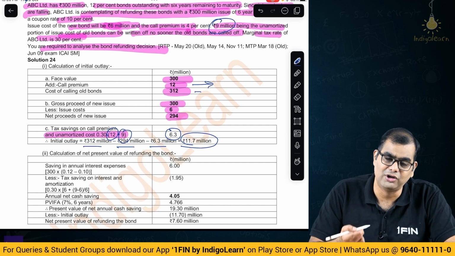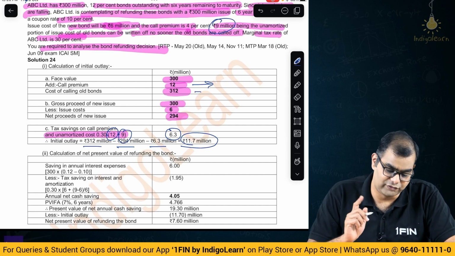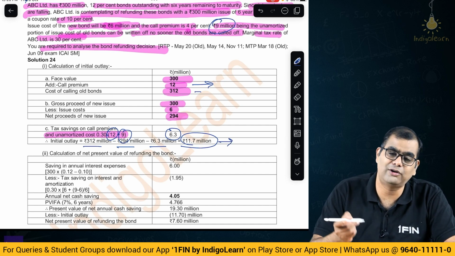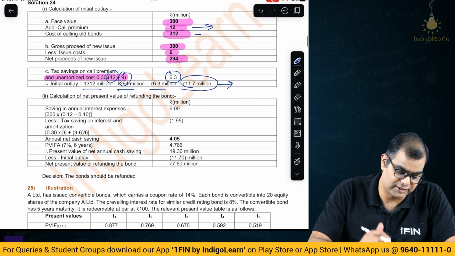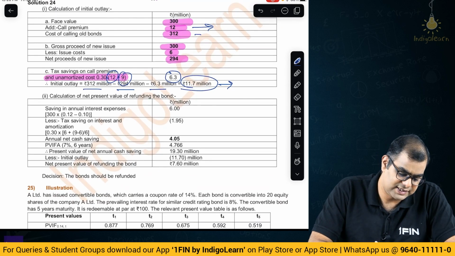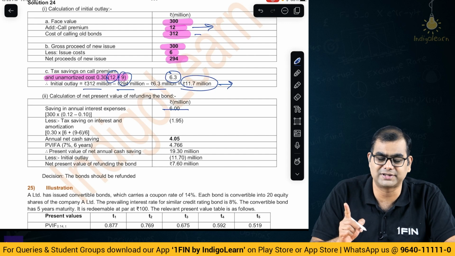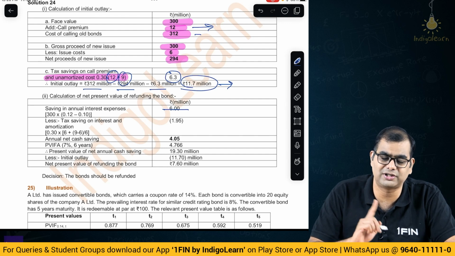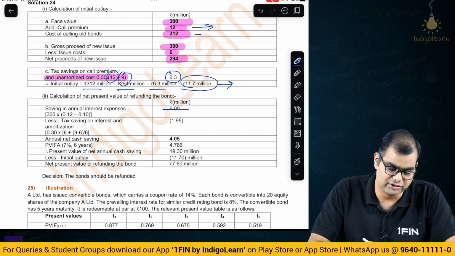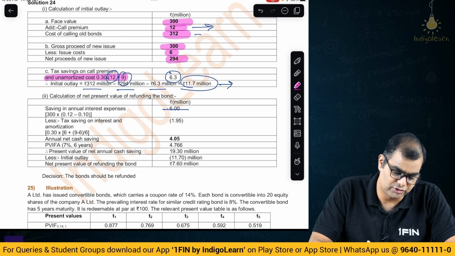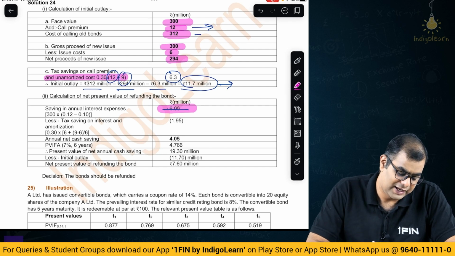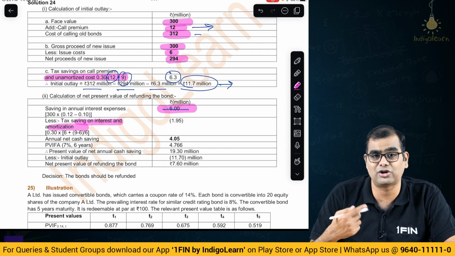Now this is the outflow. Now you compare the present value of all the inflows. What are the present value of inflows? What is the annual saving in interest? You are going to save 12% minus 10% on 300 million. That is 2% on 300 million, which is 6 million. So you are going to save 6 million. This 6 million is the gross interest saving.